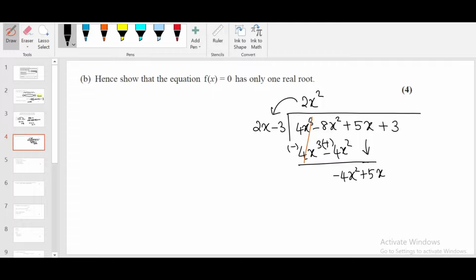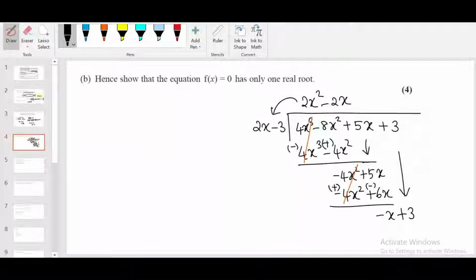You should watch my video and learn the long division method. Here I am not teaching it, I am just applying the method. Again, multiply by minus 2x, so you'll get minus 4x square plus 6x. When you change the sign, this would be cancelled. You'll get minus x, bring down the next term, plus 3. So something is wrong because we have to get 0 when we divide by this. I think I made a mistake somewhere.